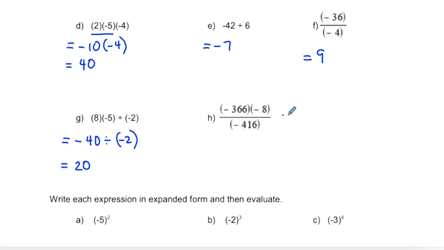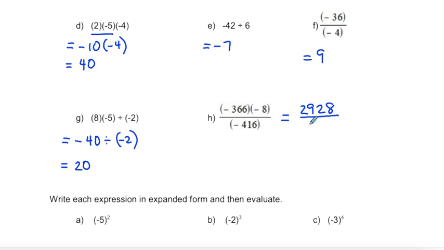For fractions, you want to simplify what you have on the numerator and what you might have on the denominator before you do your division. So for the numerator, I have negative 366 times negative 8. So my numerator will be a positive value. And 366 times 8 gives us 2,928.